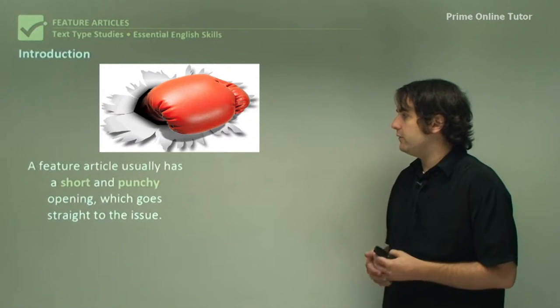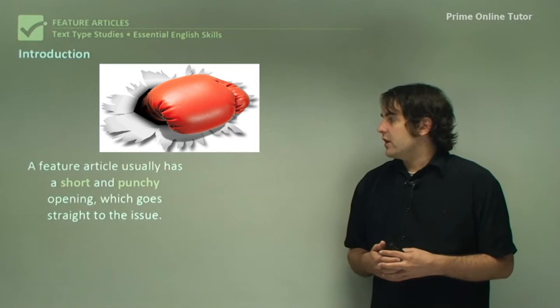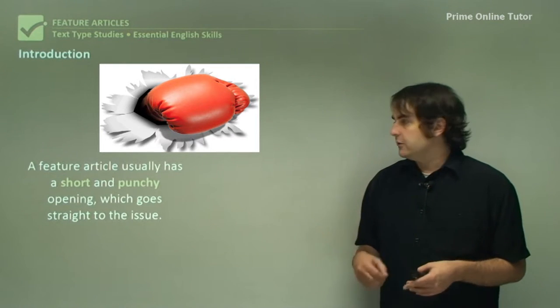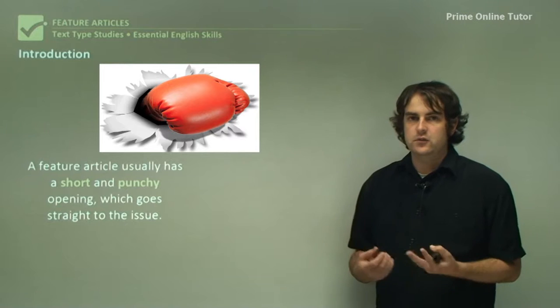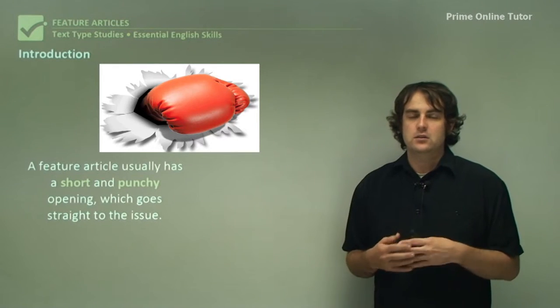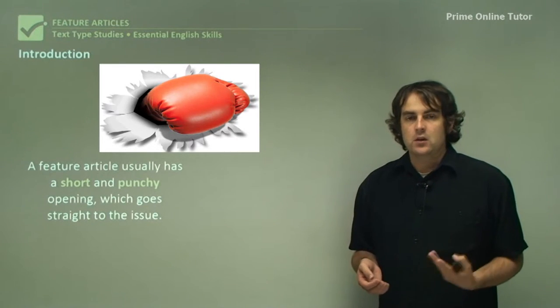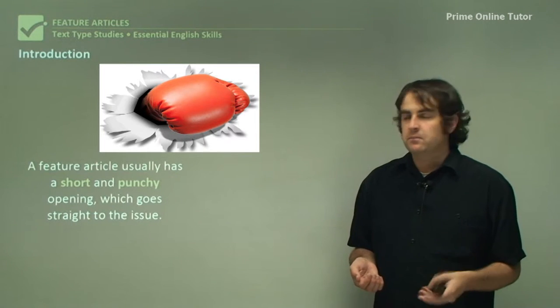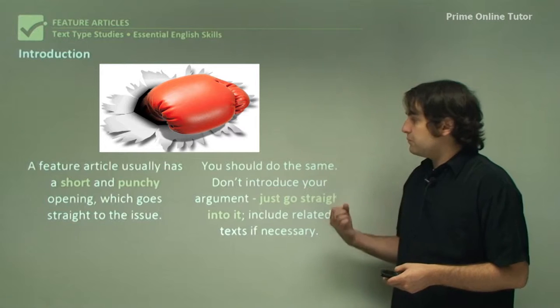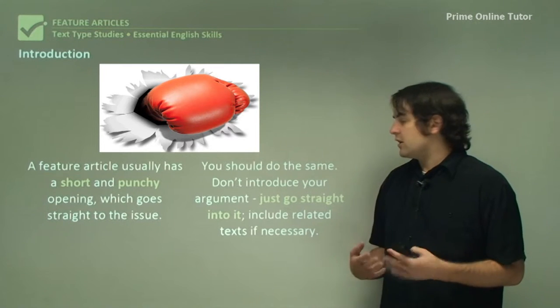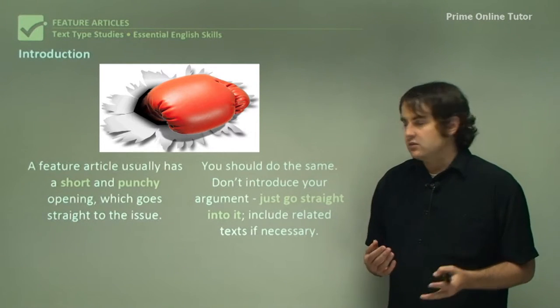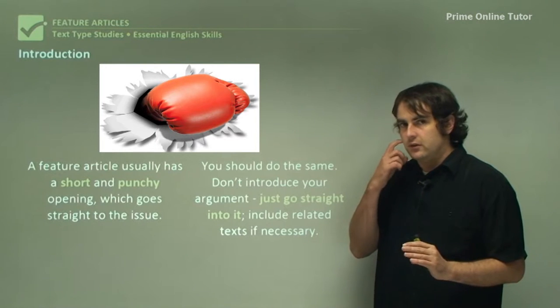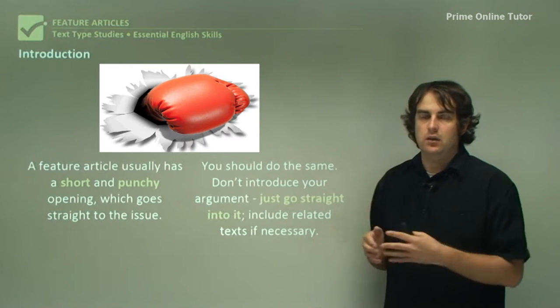Okay, so to start with, a feature article usually has a short and punchier opening. So when you're starting off, you need to be mindful of that. You're not writing an essay introduction. You're writing an introduction which is more direct and straight to the point. You don't introduce your argument, you just go straight into it. Okay, so you don't need to outline your points like you would for an essay. You can pretty much go straight in the middle of it.